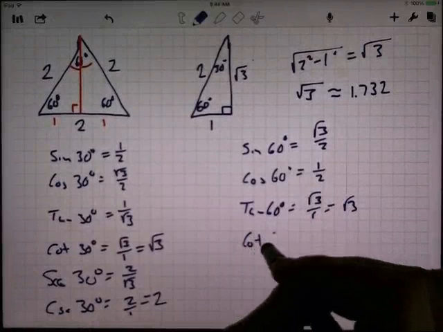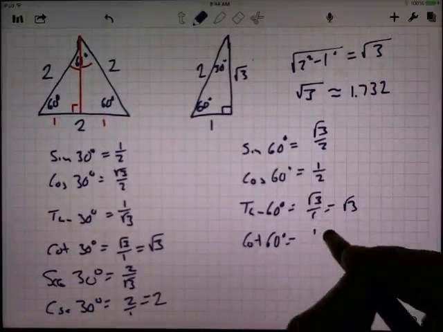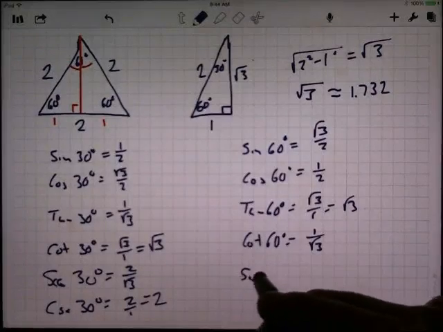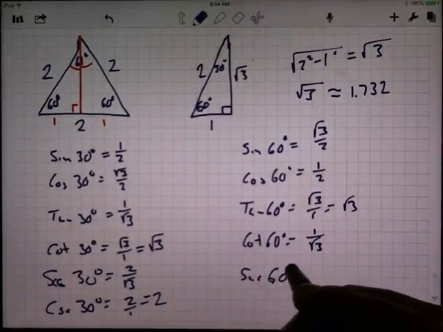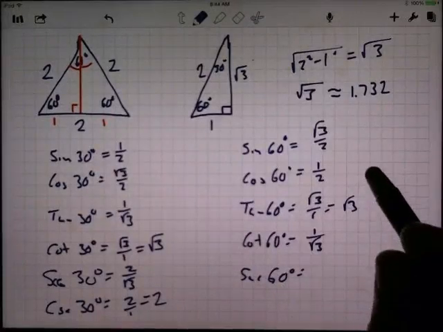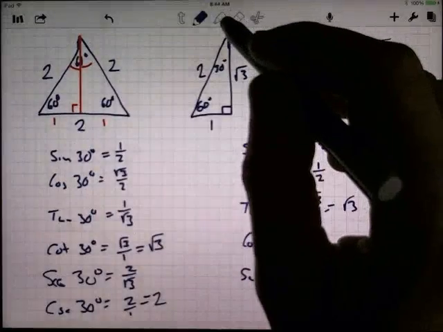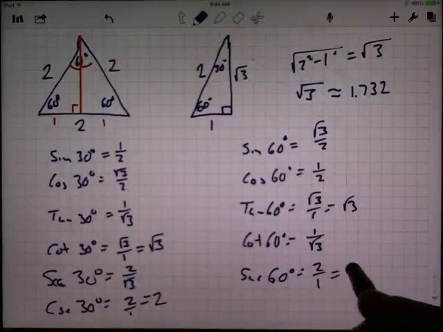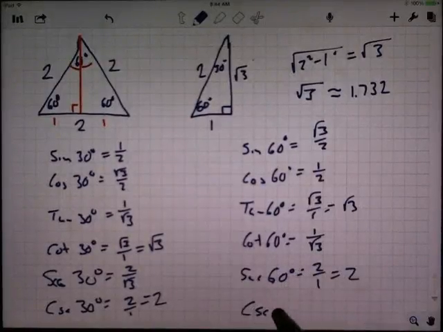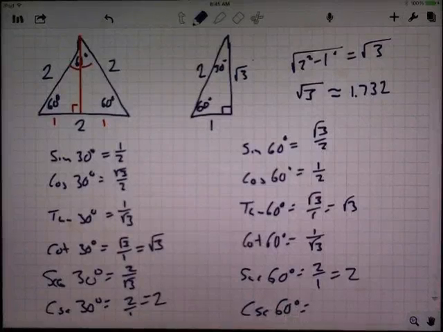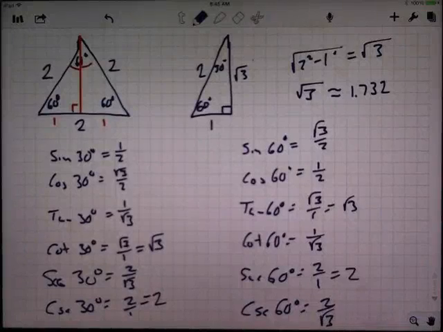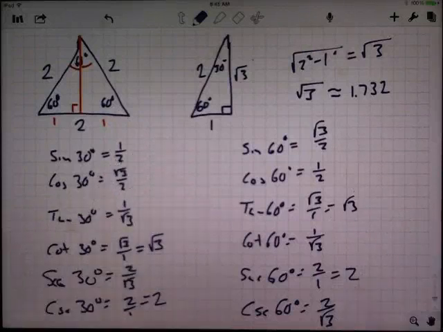The cotangent of 60 degrees would be the reciprocal of the tangent, so 1 over radical 3. Leave it like that. The secant of 60 degrees is 2 over 1, the reciprocal of cosine, which is just 2. And the cosecant of 60 degrees is the reciprocal of the sine, so 2 over radical 3. Right. 6 trig functions for 30 degrees, 6 trig functions for 60 degrees.